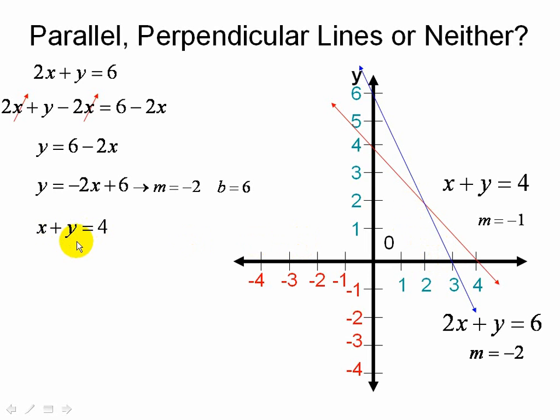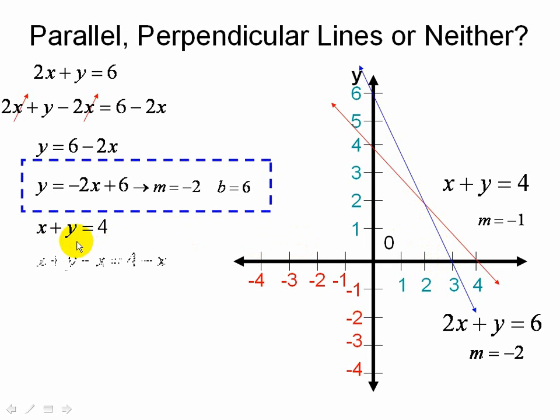Now the other equation, x plus y equals 4, we subtract x from both sides. Now we have y equal 4 minus x, interchanging using the commutative property. We have y equal minus x plus 4. Here we have a slope of negative 1. And we see that the y-intercept is 4.